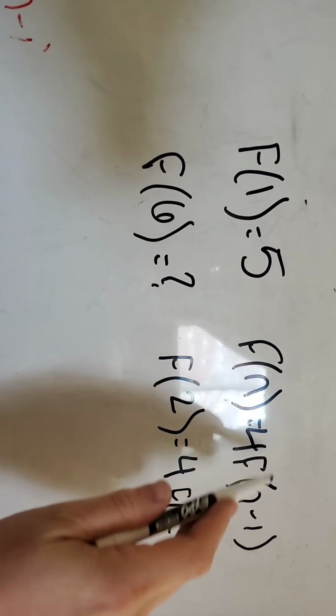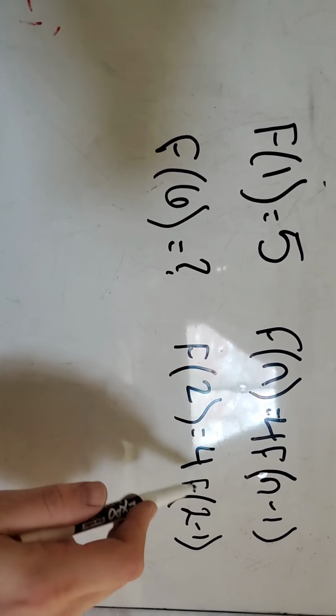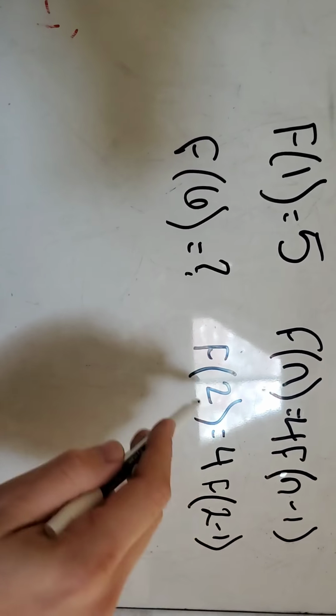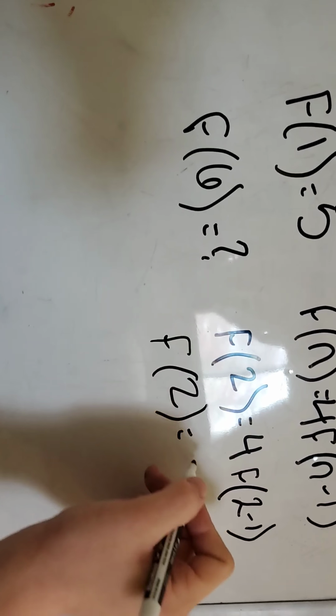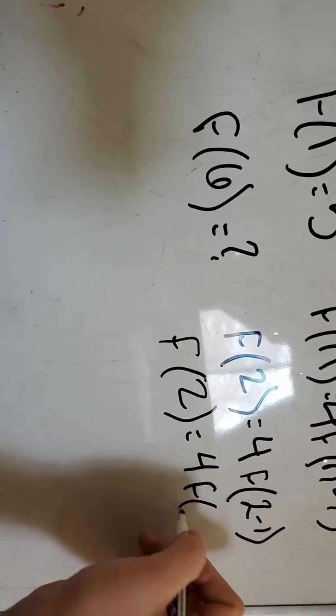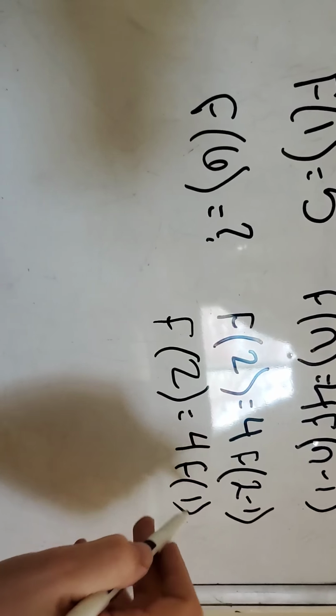See how these numbers match? n and n, 2 and 2, those match because n has to be the same. It's the same number that we're using. f of 2 equals 4 times f of 1, right? 2 minus 1 is 1.